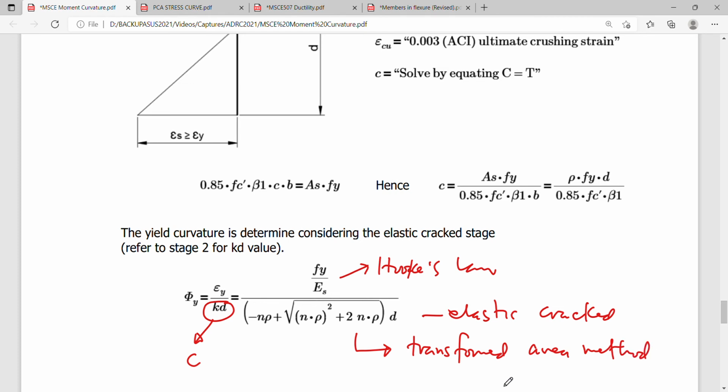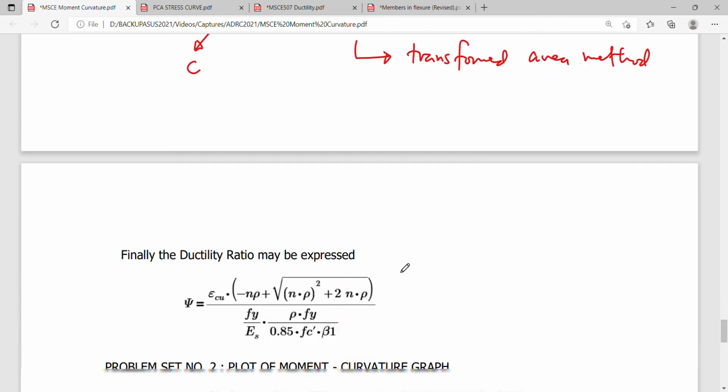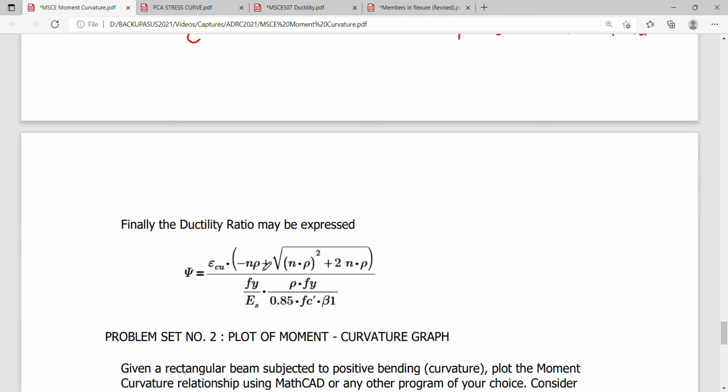Okay, so kuha mo na si Phi y, kuha mo na si Phi u, kuha mo na si ductility ratio. You just simply divide Phi u all over Phi y to get this. And in general, this is the equation.